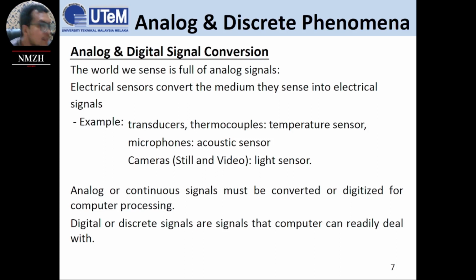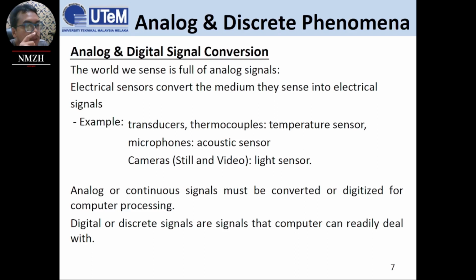So, analog and digital signal conversion. The world we live in is full of analog signals. Analog or continuous signals must be converted to digital for computer processing, since all the electronics and computer devices that we use right now, including tablets, computers, laptops, iPads, cell phones, basically process everything in the digital world.